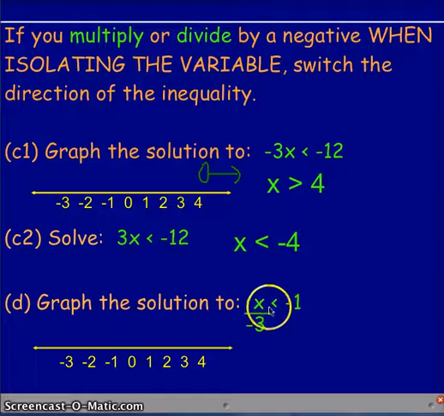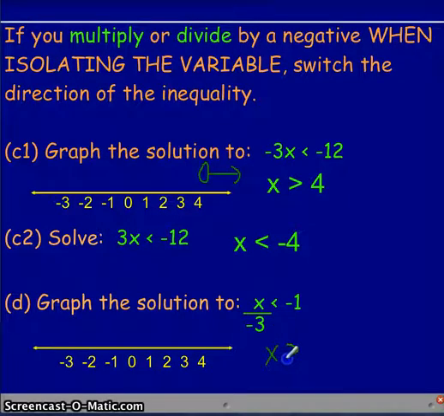Just had to rearrange that. x divided by negative 3 is less than negative 1. So now here, to isolate the variable, I have to multiply by negative 3. Because x is being divided by negative 3, the inverse is to multiply both sides by negative 3. And because I'm multiplying by a negative, I have to flip the sign. So I'll multiply by negative 3 on both sides. So I have to flip the sign.